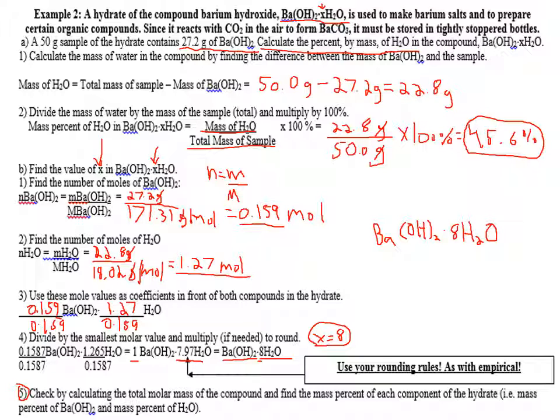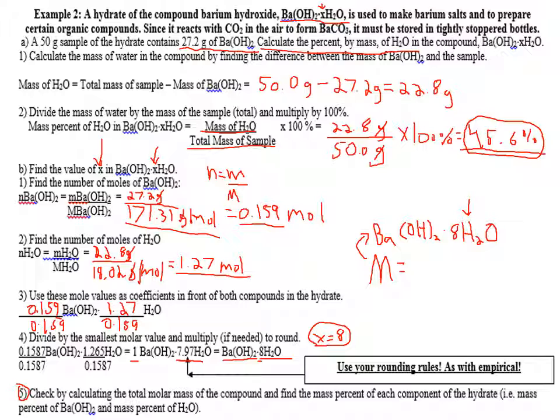Now we know that the mass percent of water needs to be 45.6%. Let's see if that's the case. Let's do the molar mass of the entire compound. The molar mass of this entire compound is going to be equal to our molar mass of the Ba(OH)2, which is 171.31, plus the molar mass of water, which was 18.02, but it has to be times 8 because there's 8 waters, right?